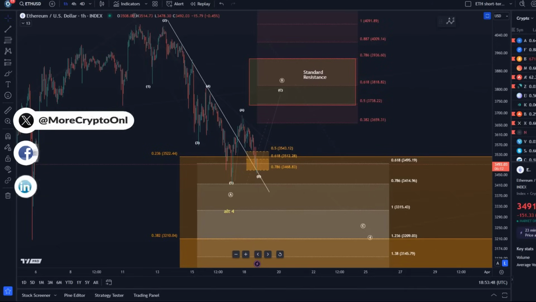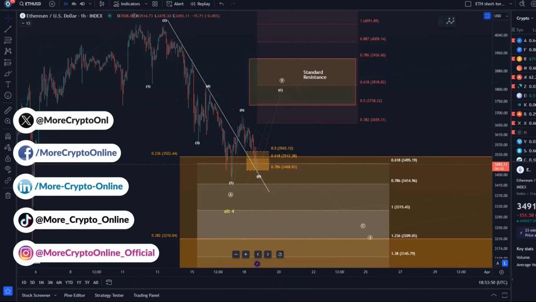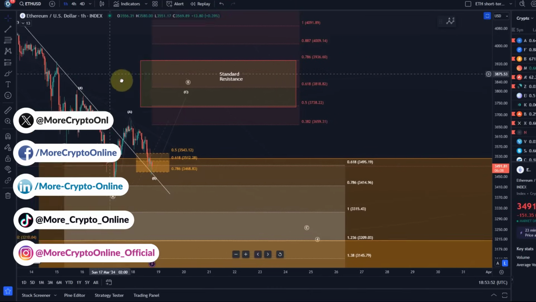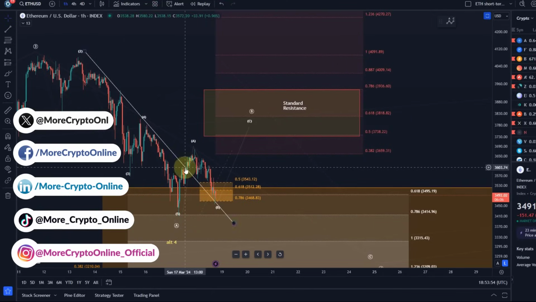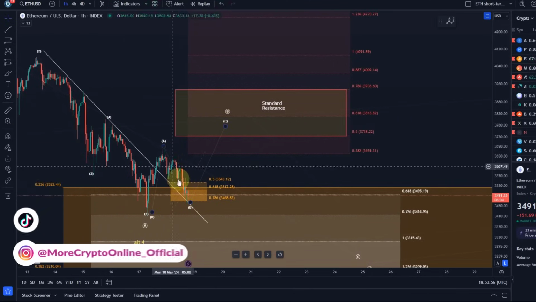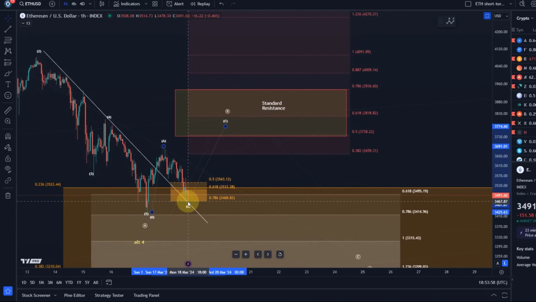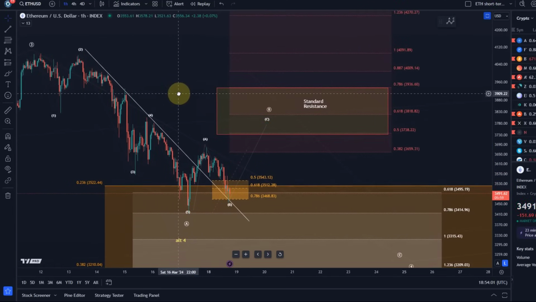So we take a look at the microstructure on the ETH chart. Just a quick look at the microstructure. Any changes from the last video? So the market did form that B wave. Okay. The question is, is the low in? So that's what we are going to discuss in this video.